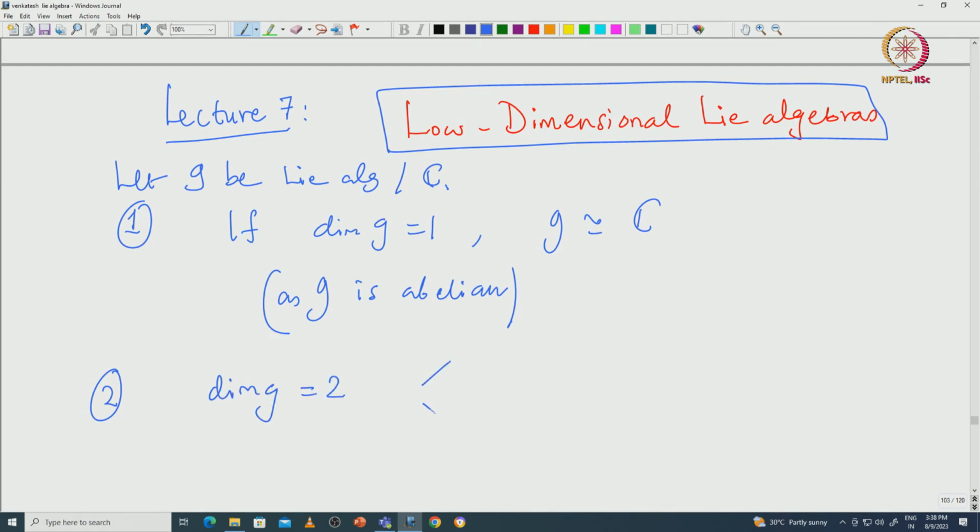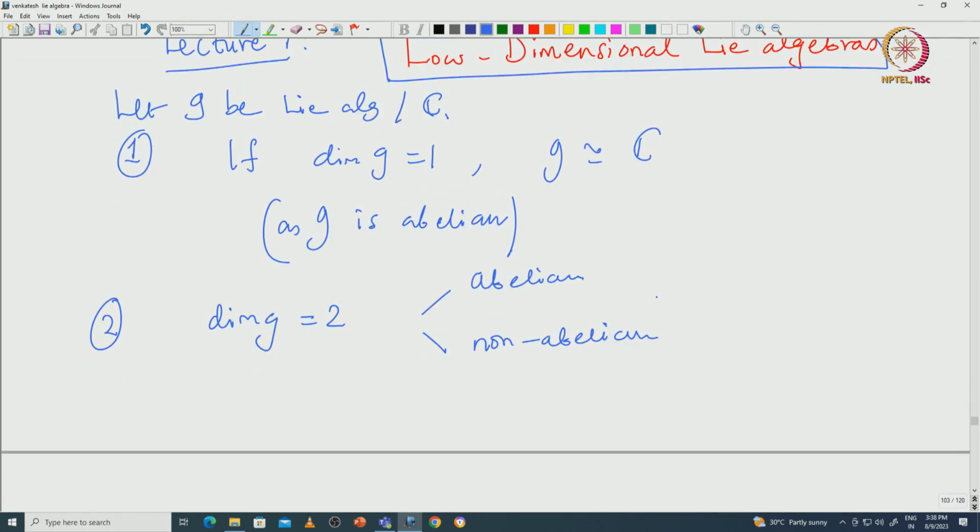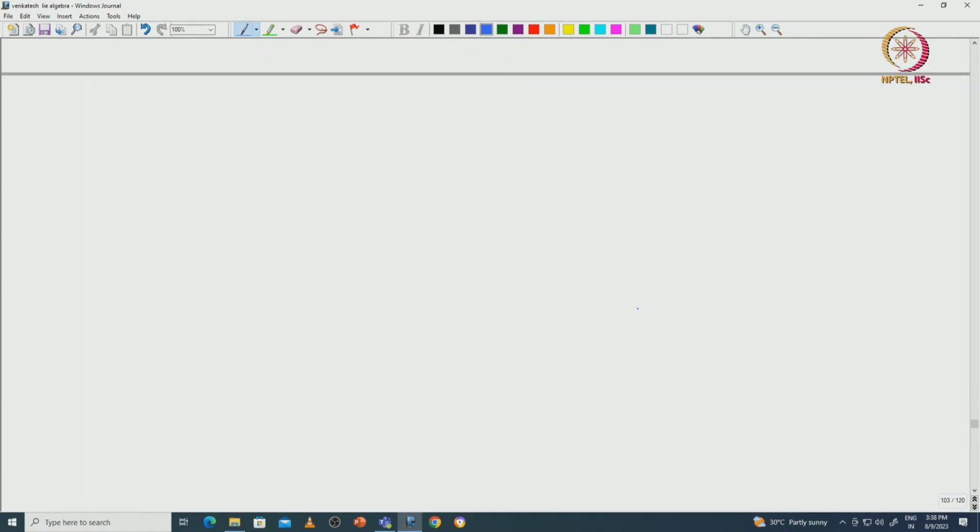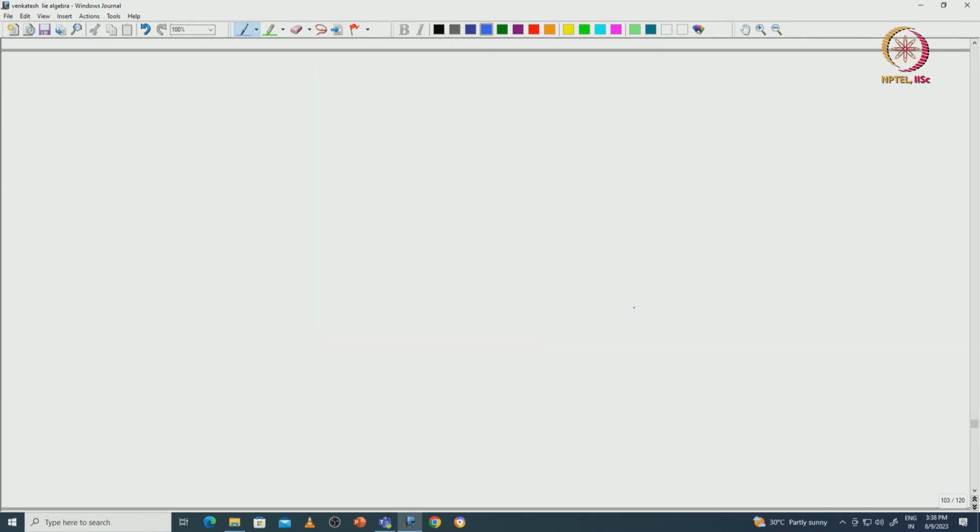Again there are two cases possible, one is abelian, another one is non-abelian. Abelian Lie algebras we understand. So, we can assume that G is non-abelian. For example, how will the abelian one look?